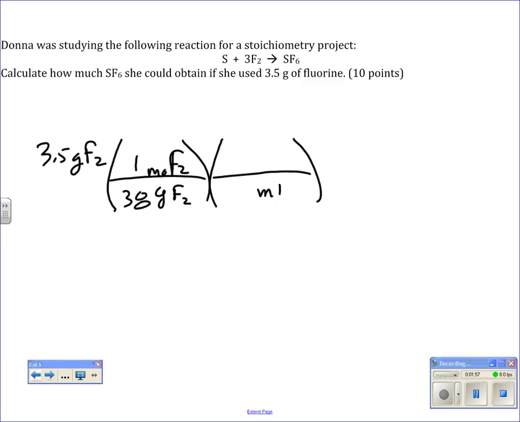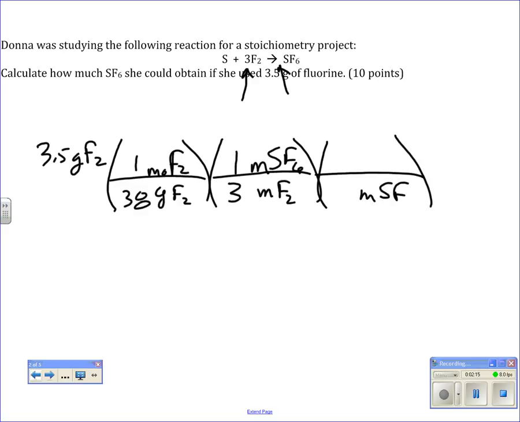Now get rid of our moles of fluorine, go to moles of sulfur hexafluoride. Again, from the equation, that's a 3 to 1. There's our 3, there's our 1. Last thing we need to do is get rid of our moles of sulfur hexafluoride and go to grams. 1 mole is 146 grams, which is 6 times 19 plus 32. That gives 4.5 grams of sulfur hexafluoride.